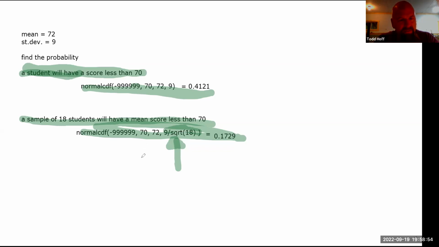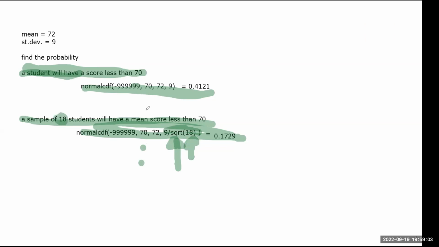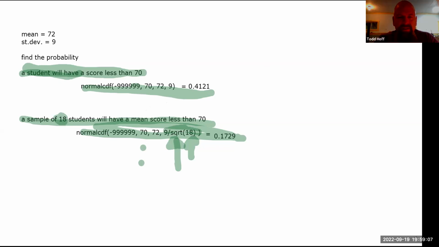The 18, because this was a sample of 18 students here, so that's why we had to have the square root of 18. It's the square root of the sample size. Oh, thank you. You bet. Any other questions?